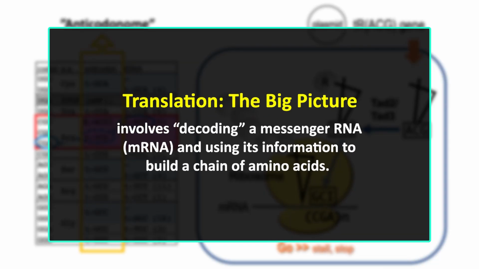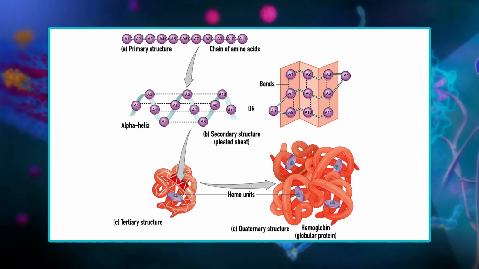So translation, the big picture, involves decoding a messenger RNA and using its information to build a chain of amino acids. For most purposes, a polypeptide is basically just a protein, with the technical difference being that some large proteins are made up of several polypeptide chains, giving rise to tertiary and quaternary structures.